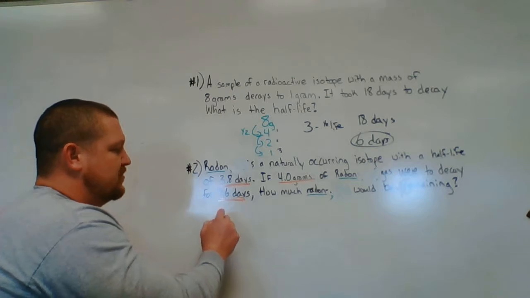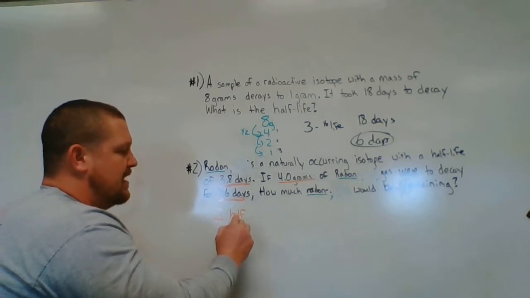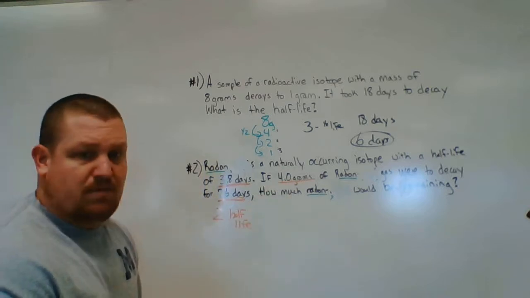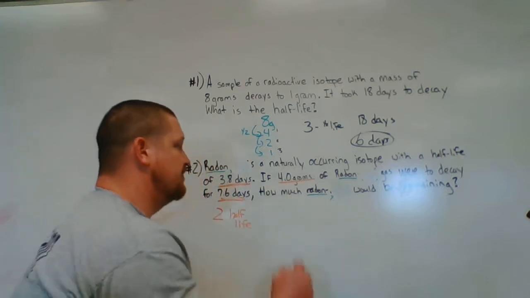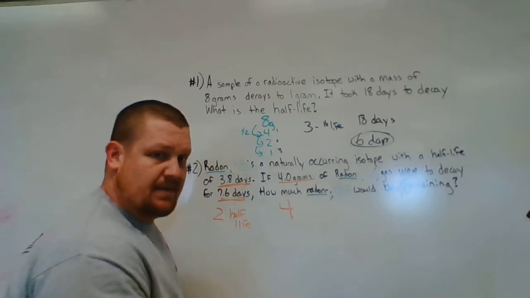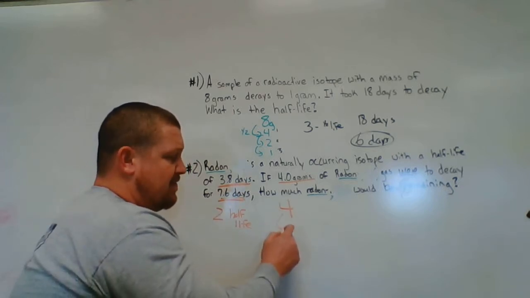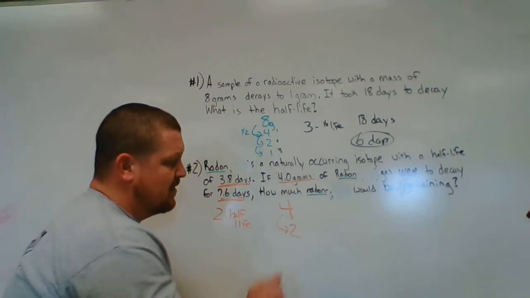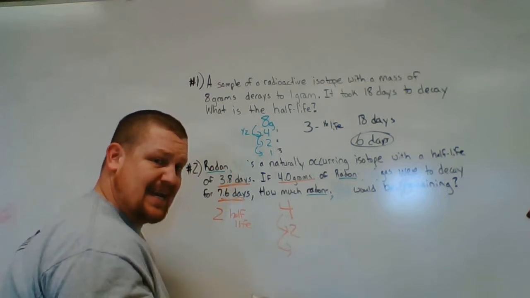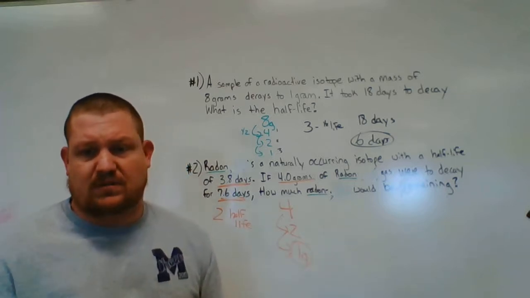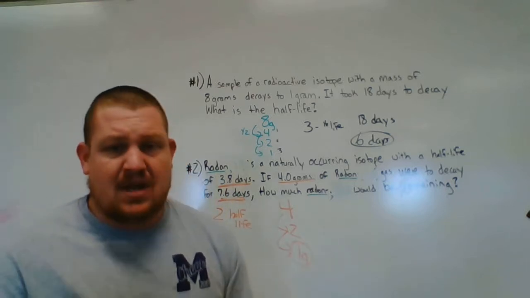All right, this means we're going to go through 2 half-lives. We started with 4.0 grams, so we're just going to take 4 and go through 2 half-lives with it. We're just going to halve 4 two times. 4 down to 2 is 1 half. Halve it again for the second half-life, and we're down to 1 gram. So our answer for this is 1 gram.